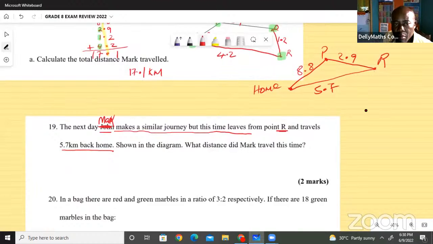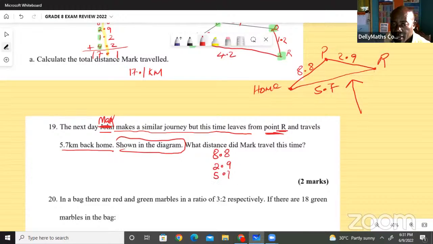The next day, Mark makes a similar journey, but this time from R he leaves and travels 5.7 back home. So this is the diagram. They said showing in the diagram, right? What distance did Mark travel this time? So we have our diagram to show what went on. There it is. And then we want to show the distance he traveled. Now this time you're going to be adding up 8.8 plus 2.9 plus 5.7.